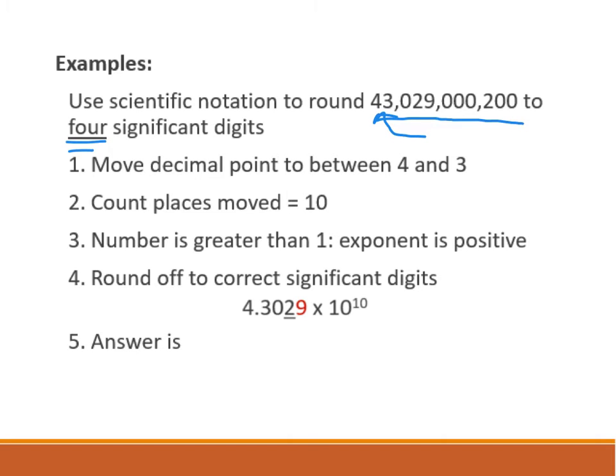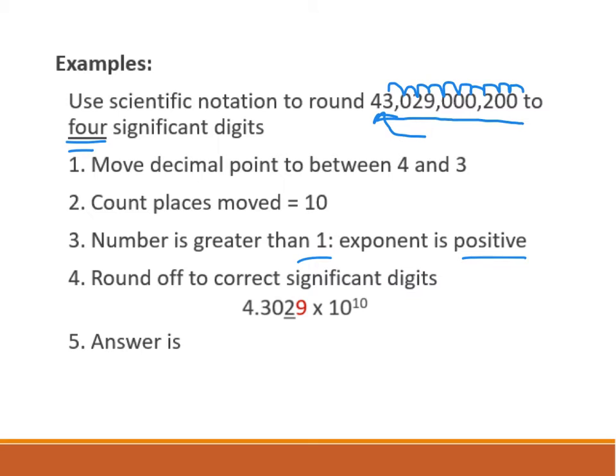And then we need to count how many places we had to move to get there. So we're starting here behind this last 0. We're counting 1, 2, 3, 4, 5, 6, 7, 8, 9, 10. So it moved 10 places. Then this number is greater than 1, so our exponent is going to be positive. It will be a positive 10.